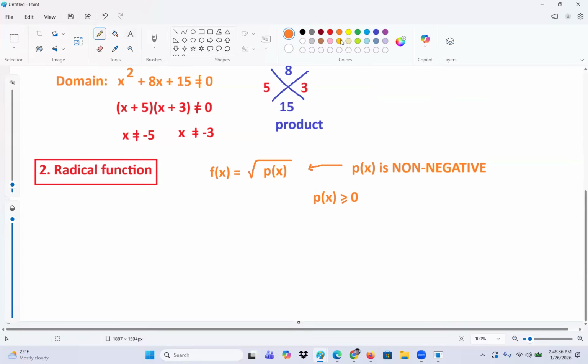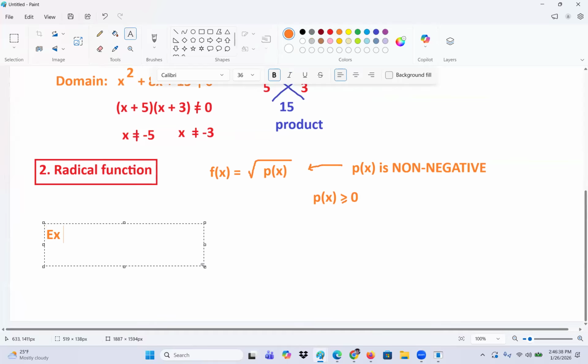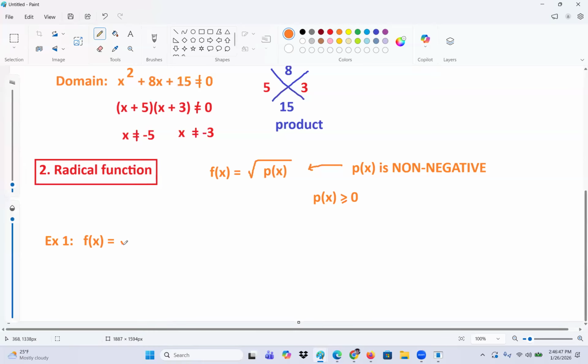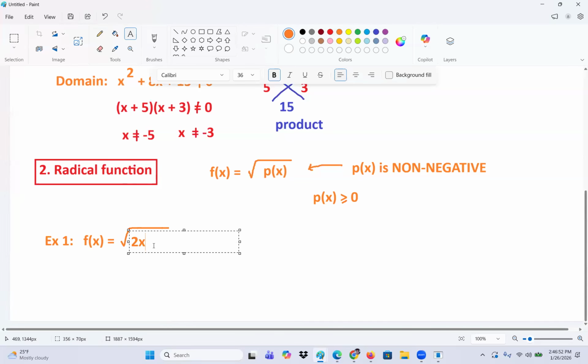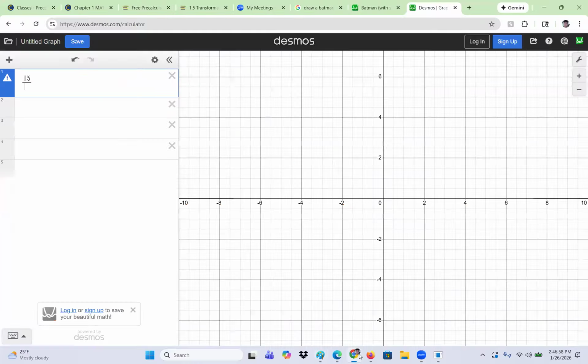So let me double check with some examples. Let's say f of x equal to the square root of 2x minus 4. We want the inside of the square root to be valid. When you do it on a calculator, for example, you take the square root of -3, it is undefined. We cannot take the square root of a negative value. So the function will be undefined.